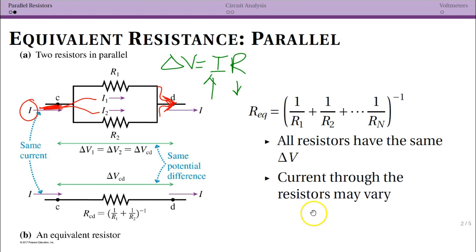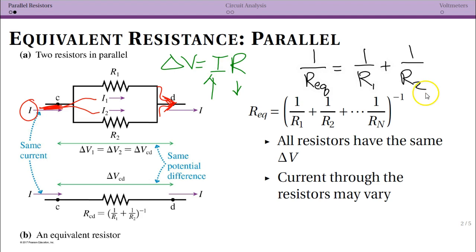So the rule is that all of the resistors must have the same delta V, again potential difference across them. The currents through them might vary. And to make this equivalent resistance, you do the 1 over all of the resistances that you're dealing with, and then to the -1. So another way you might see this written, perhaps if you only have 2 to worry about, is that 1 over your equivalent resistance equals 1 over one resistance plus 1 over the other resistance.